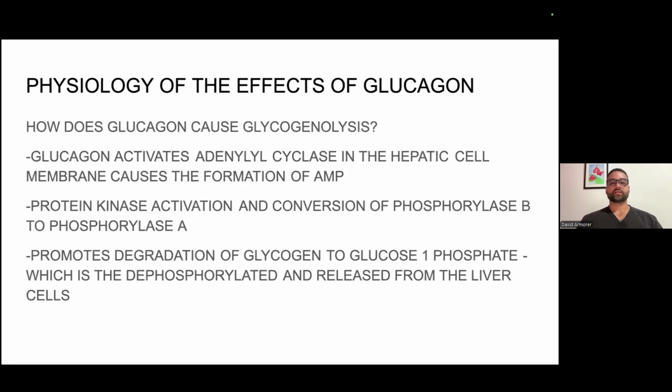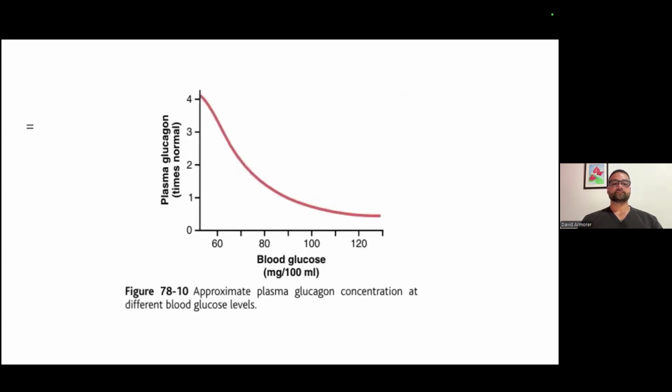So, the physiological effects of glucagon. How does it cause glycogenolysis? Basically, it activates the adenyl cyclase in the hepatic cell membrane and causes the formation of cAMP. Then the protein kinase activation and conversion of phosphorylase B to phosphorylase A will promote the degradation of glycogen to glucose 1-phosphate, which is then dephosphorylated and released from the liver cells.